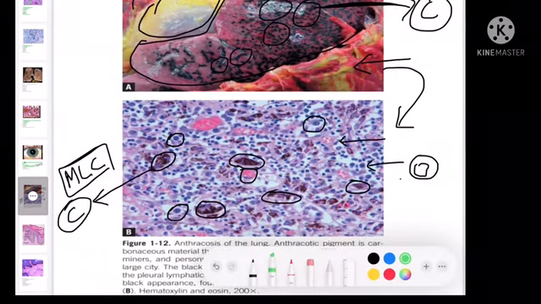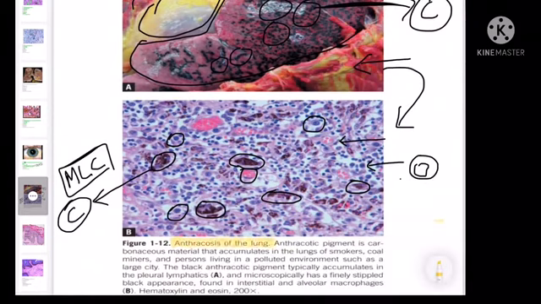So what they're saying is that it's anthracosis of the lungs, meaning accumulation of carbon. Anthracotic pigment is a carbonaceous material that accumulates in the lungs of a smoker, coal worker, or person living in a polluted environment such as large cities. The black anthracotic pigment typically accumulates in the pleural lymphatics, and microscopically a finely stippled black appearance is found in the interstitium, also in alveolar macrophages, and this image is hematoxylin and eosin stained.